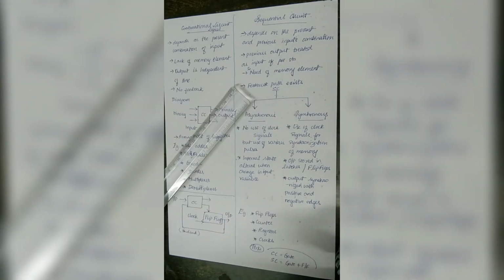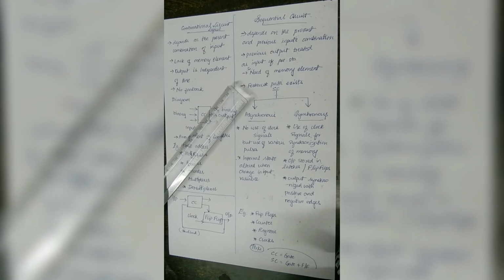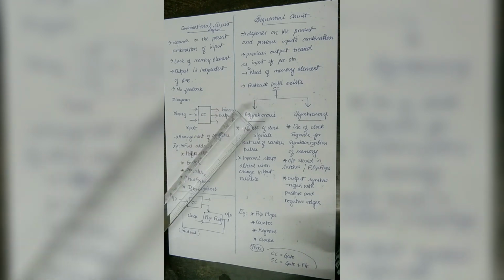Since we already saw that the sequential circuit is dependent on time and requires feedback path, there are two types of sequential circuit. One is asynchronous and the other is synchronous. Asynchronous sequential circuit uses no clock signals, but instead it uses various pulses, and its internal state is altered when there is a change in input variable, that is, when the previous output is treated as present input, based on that the input is changed.